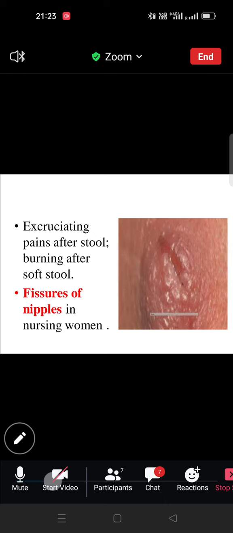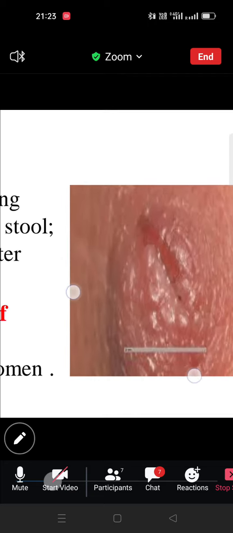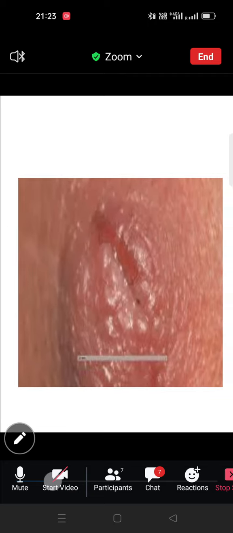Another symptom, fissure of nipples in nursing women. You can see the picture, there is a fissure over the nipple. But if there is a fissure over the nipple, can anyone tell me the disease condition? Here we can correlate with practice of medicine or some disease condition. Can anyone tell me in which condition we will find a fissured nipple? fissure nipple किस कंडीशन में हो सकता है, कोई बताएगा?